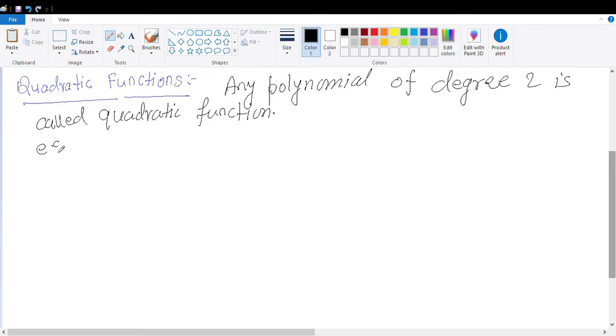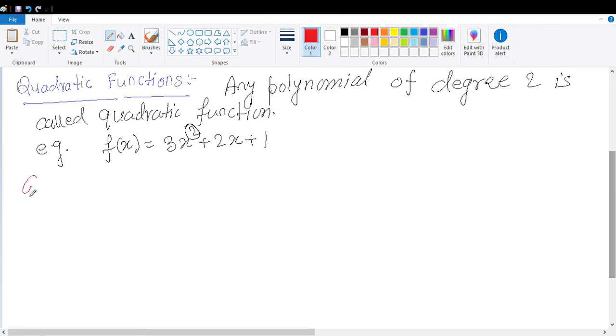For example, suppose we have f(x) = 3x square plus 2x plus 1. Here you can see the degree of this polynomial is 2. Just to remind you, what is the degree of the polynomial? Degree means the highest power of the variable. So you can see here the highest power of the variable is 2. So it is a quadratic polynomial.